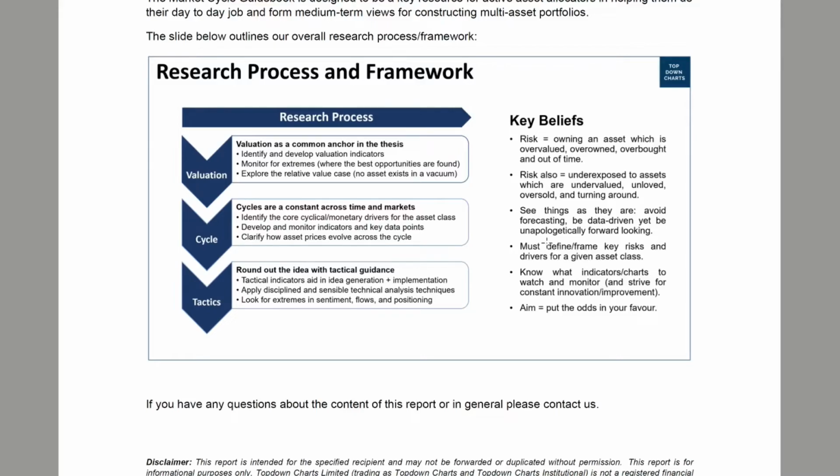And then it must also define and frame the key risks and drivers for each given asset class. I've found that you can basically use this same framework across every single asset class. It's just about building out the different indicators. There are going to be subtle differences across the different asset classes. Valuation is easier to put together for equities versus commodities, for instance, but you can definitely still value commodities. And then it's about knowing what indicators and charts to watch and monitor, striving for constant innovation and improvement, and above all, aiming to put the odds in favour of my clients.